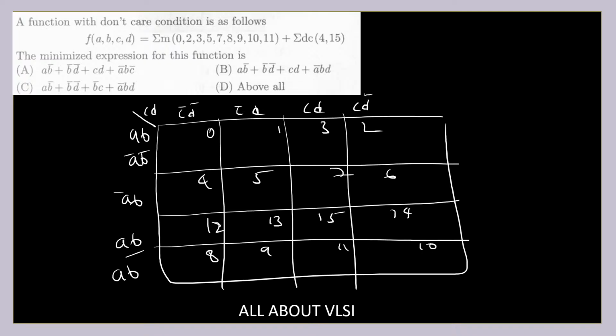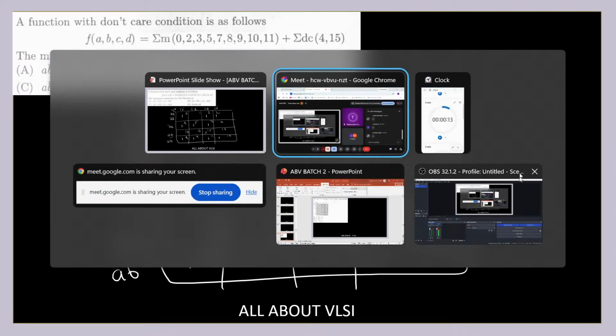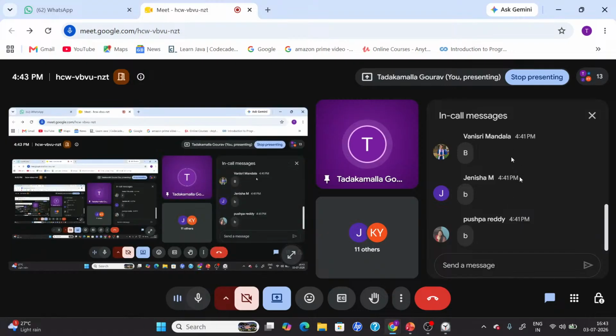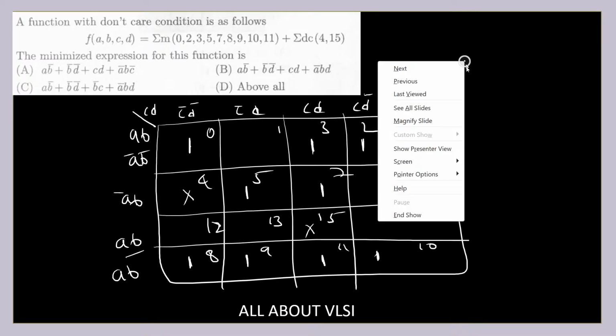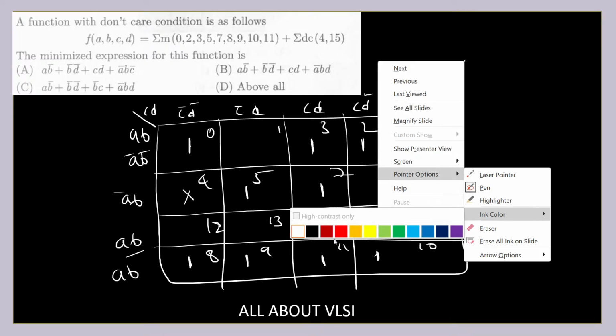So I have the min terms at 0, 2, 3, 5, 7, 8, 9, 10, and 11. And don't cares at 4 and 15. So these are my don't cares. Okay. Anyone getting something apart from this? Okay, I can see all three answers as B. Okay, let's see what answer we are going to get over here.